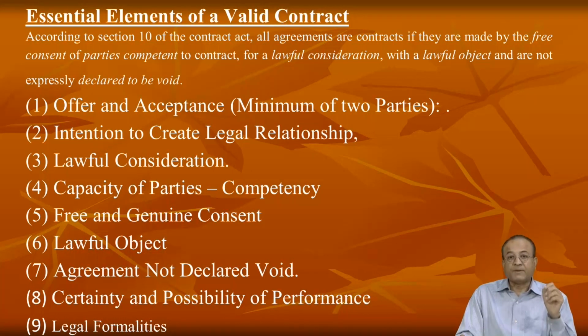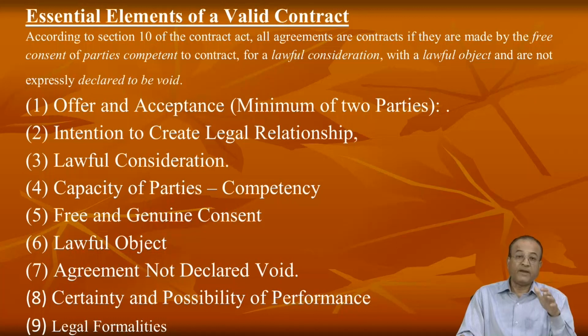Flaw in capacity to contract may arise from minority, lunacy, idiocy, drunkenness, and status. If a party suffers from any such incapacity, the agreement is not enforceable except in some special cases.